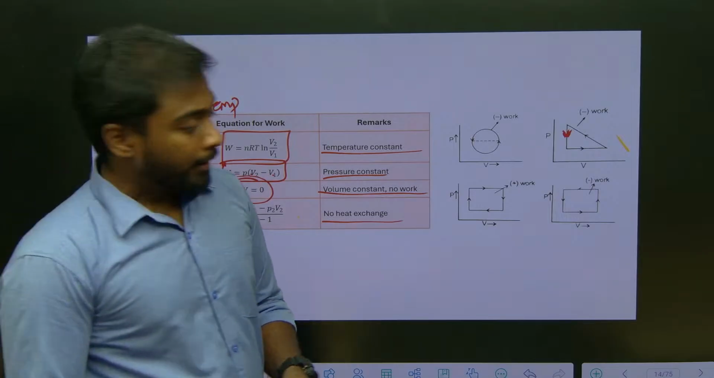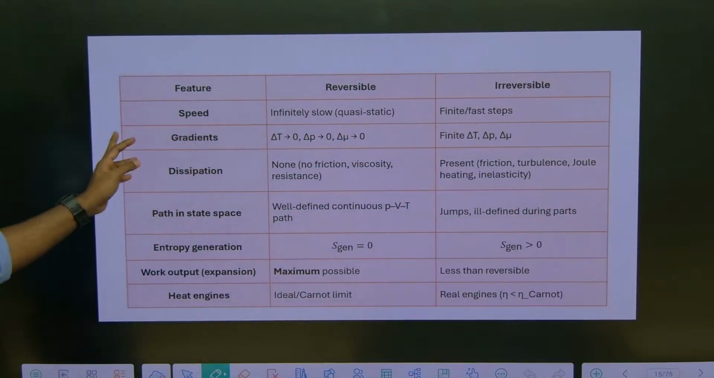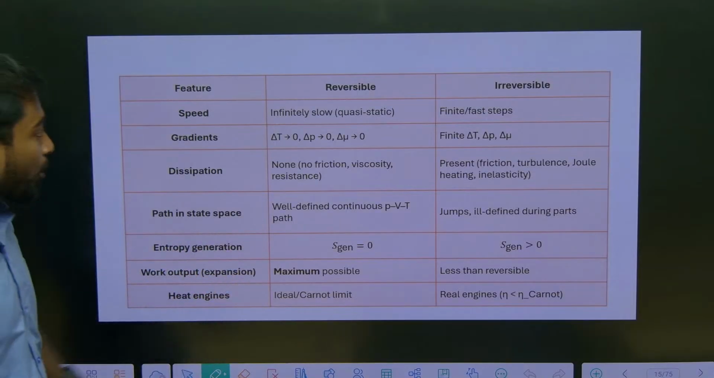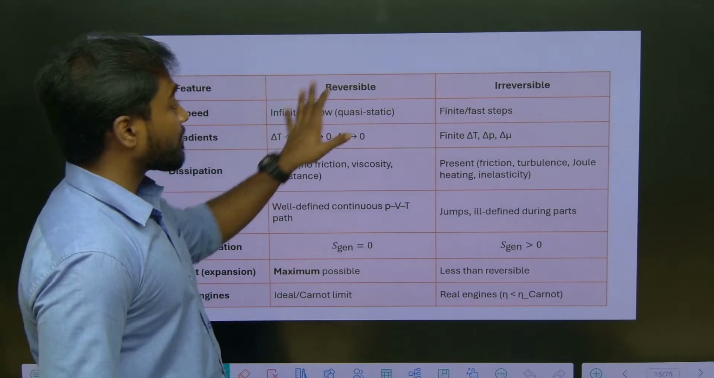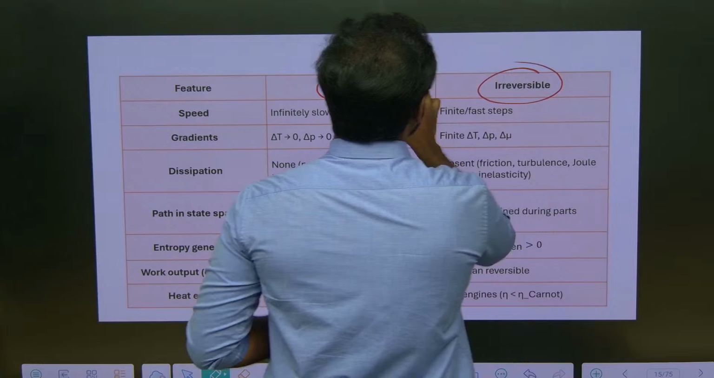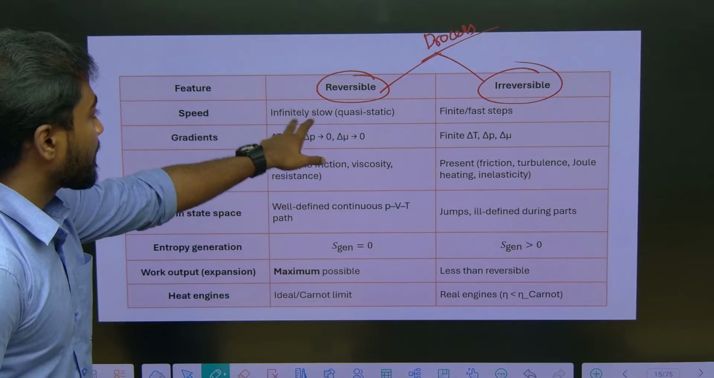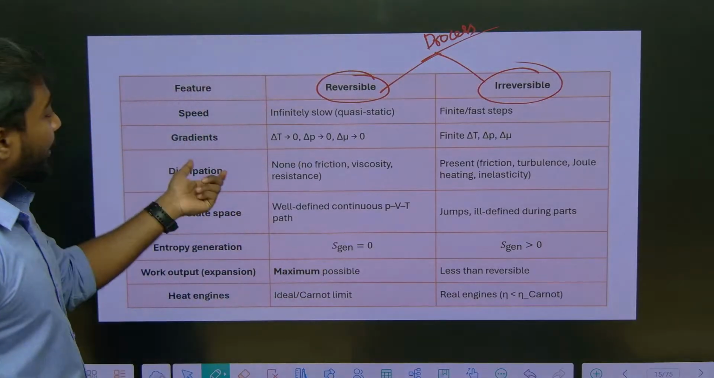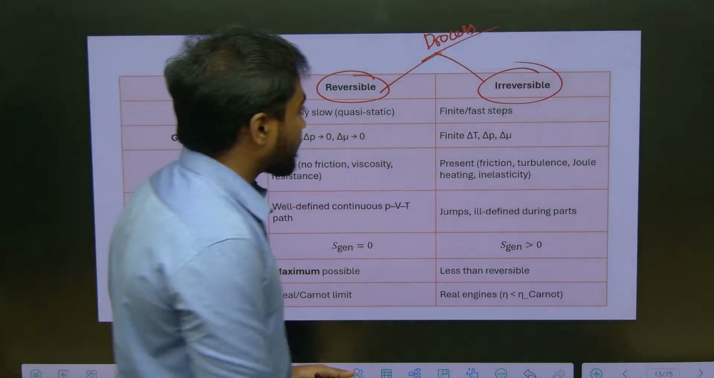Done? Okay guys. So if you talk about speed, gradient, dissipation, path in state space, entropy generation, work output, heat engines. Okay, we are talking about reversible and irreversible processes. When I talk about a reversible process, speed is infinitely slow, irreversible is finite and fast. And the gradient, if you see, delta T tends to 0, delta P tends to 0, delta mu also tends to 0, and in irreversible it's finite.